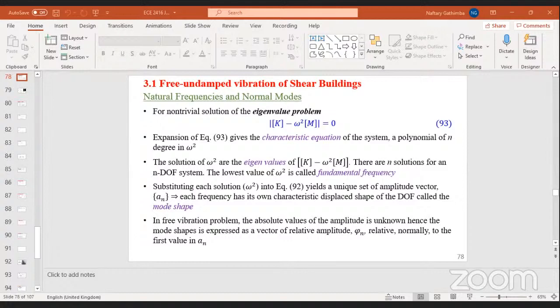All right, good morning and welcome to our 7th lecture on the lecture series, Introduction to Structural Dynamics. And today we are starting on the forced vibration for multiple degrees of freedom system.